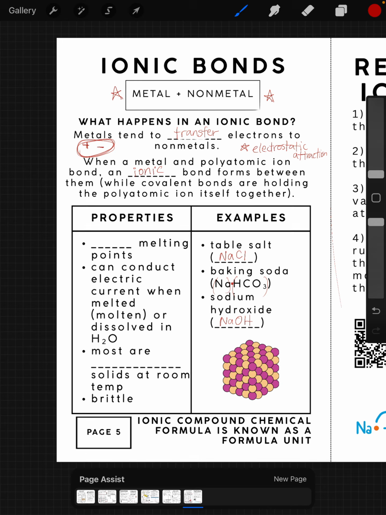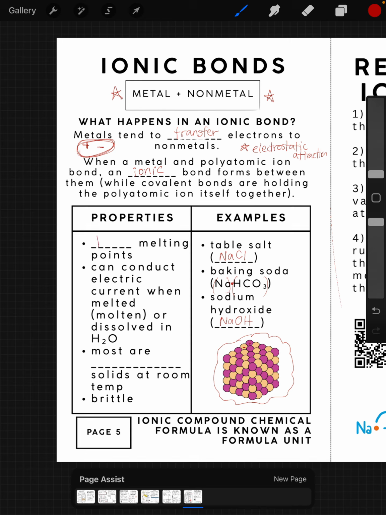And then here's a picture of an ionic solid. You'll see that you have some positively charged ions and some negatively charged ions right here, kind of forming this crystal lattice. And again, the reason why these guys are able to bond together is because of that electrostatic attraction, that positive and negative wanting to be together.